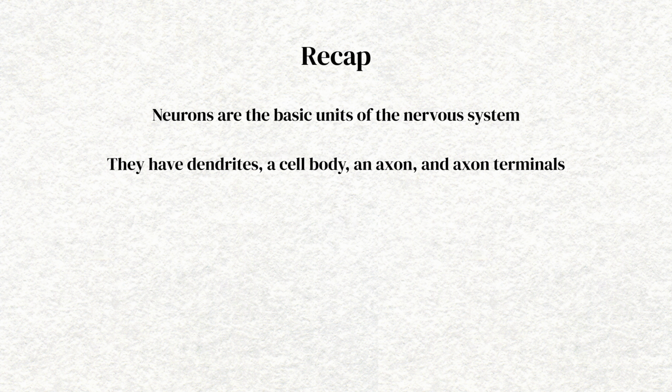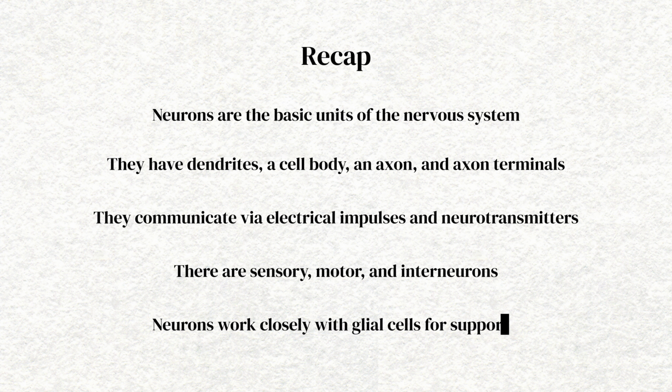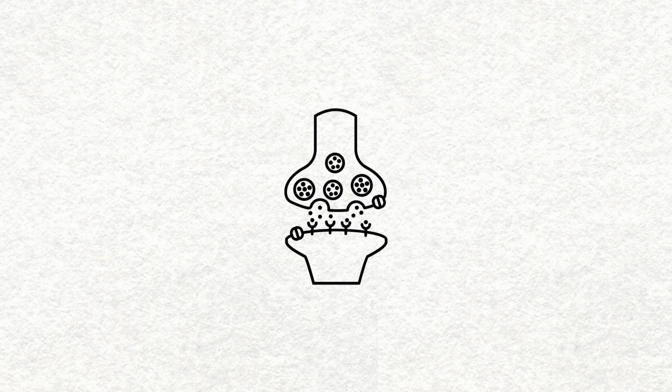Let's do a quick recap. Neurons are the basic units of the nervous system. They have dendrites, a cell body, an axon, and axon terminals. They communicate via electrical impulses and neurotransmitters. They are sensory, motor, and interneurons. Neurons work closely with glial cells for support. In the next video, we'll explore how neurons actually send signals, diving into the action potential and synaptic transmission.